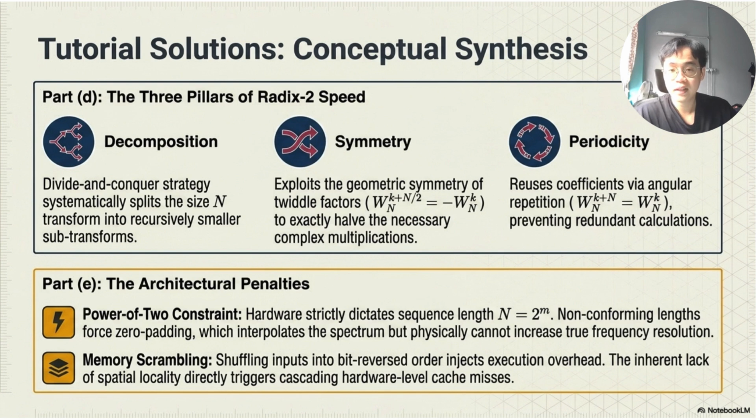To conclude, part D highlights the three key fast computation factors: divide and conquer decomposition, twiddle symmetry, and periodicity. In part E, we note that while radix-2 butterflies drastically reduce calculations, they suffer from a rigid power-of-2 length constraint. If your raw data length is not a power of 2, zero padding must be used, which interpolates the spectrum but does not improve the true physical resolution. In addition, memory bit-reversal reordering adds access overhead in VLSI hardware.